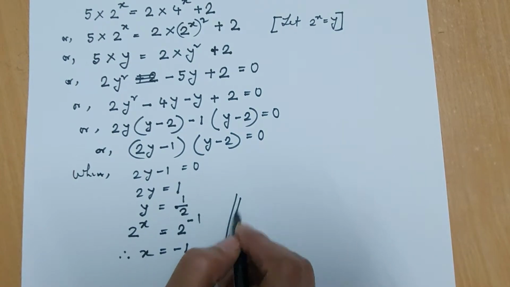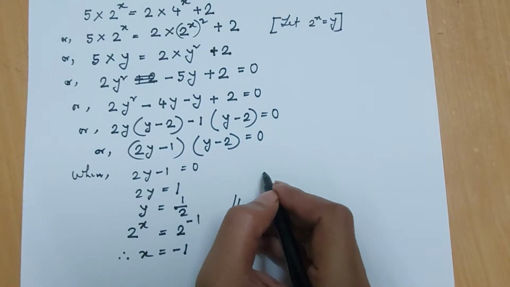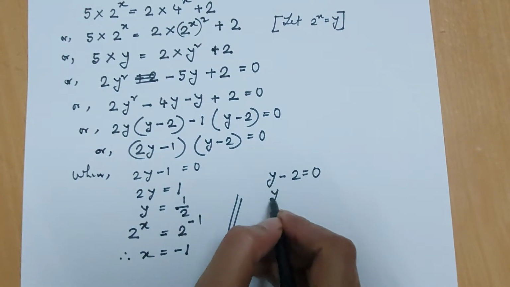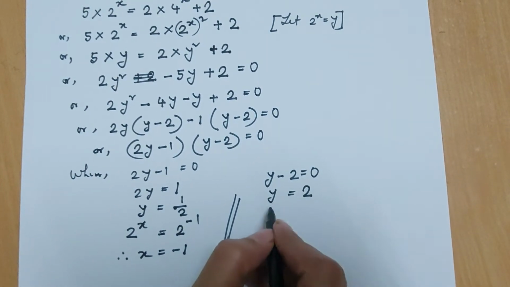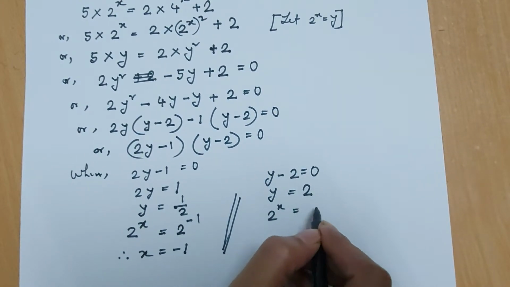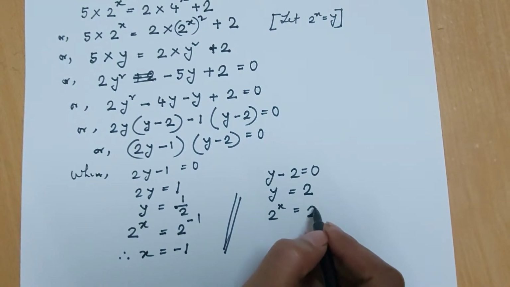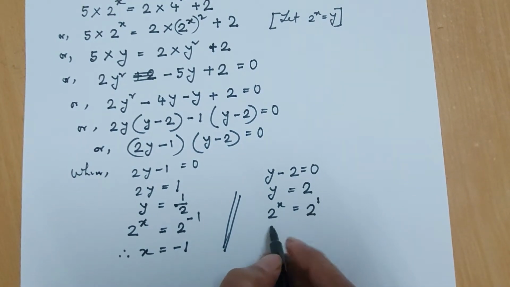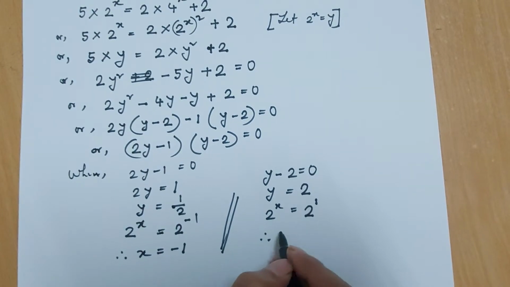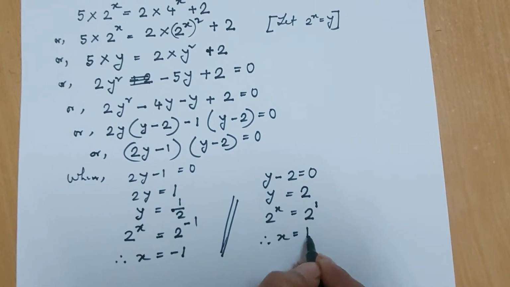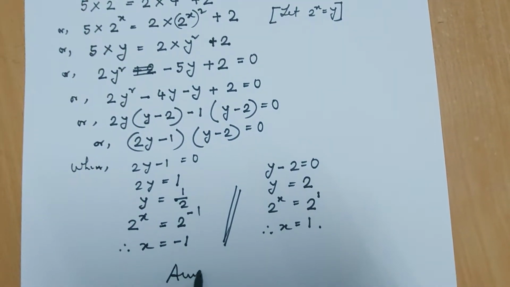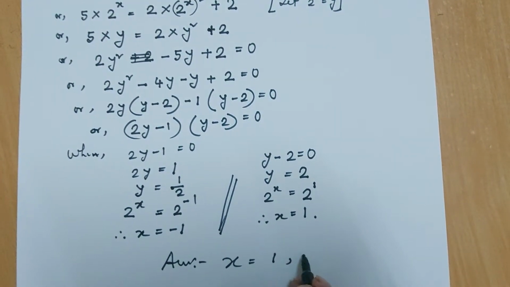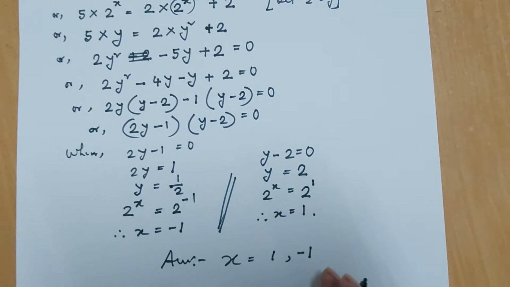And again, another one is y minus 2 equal to 0, then y equal to 2, then 2 power x equal to 2, it is only 2, that's why we can take 2 power 1, so x equal to 1. So the answer will be x equal to 1 and negative 1.